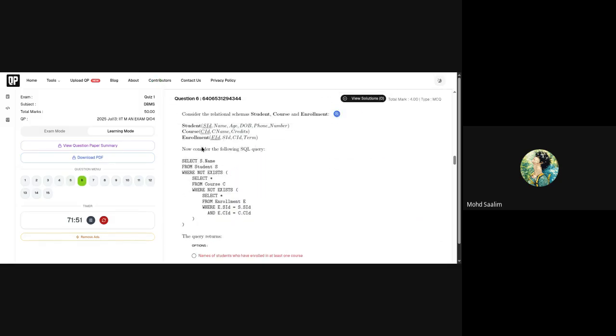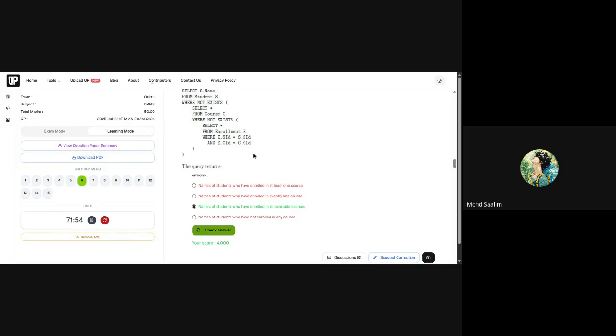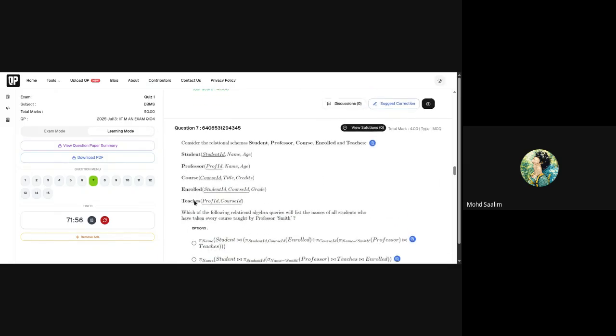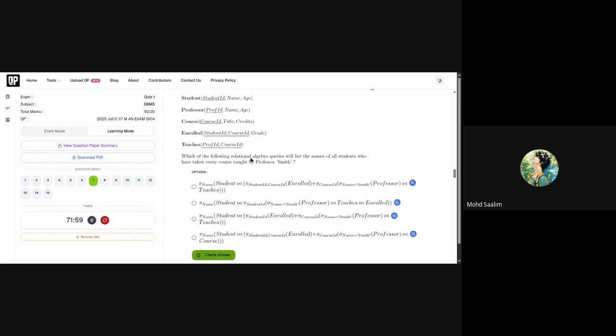Student, course and enrollment are given, and I think we already discussed this question. Student, professor, course and teaches. Which of the following relational algebra queries will list the names of all students who have taken every course taught by Professor Smith? This is the names of all students who have taken every course.